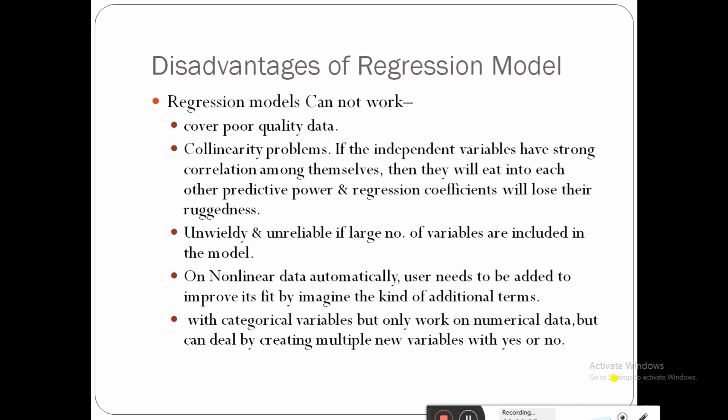Regression models cannot cover poor quality of the data. They do not work well with collinearity problems. If the independent variables have a strong correlation among themselves, then they will eat each other's predictive power and the regression coefficients will lose their rigidity. This is one problem. Also, they become unwieldy and unreliable if a large number of variables are included in the model.